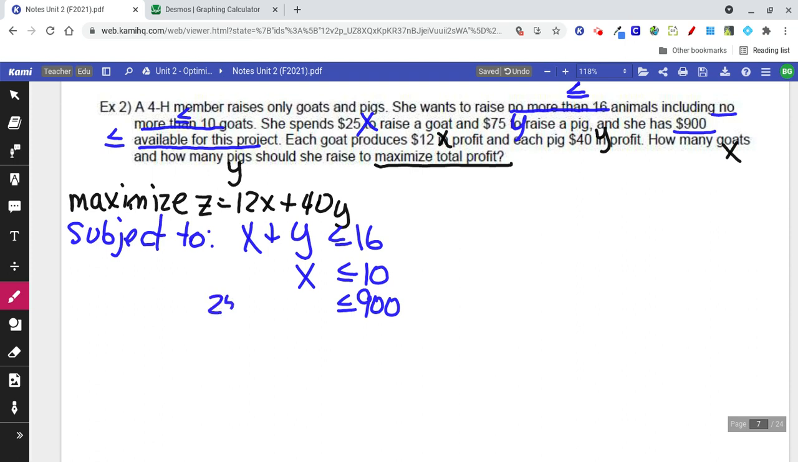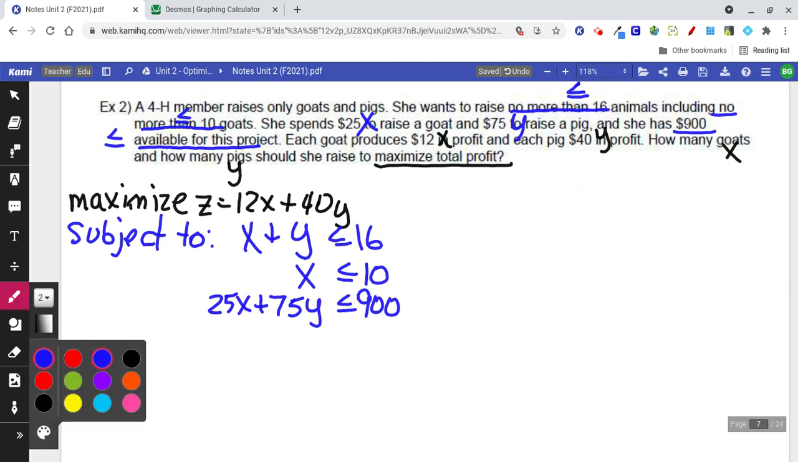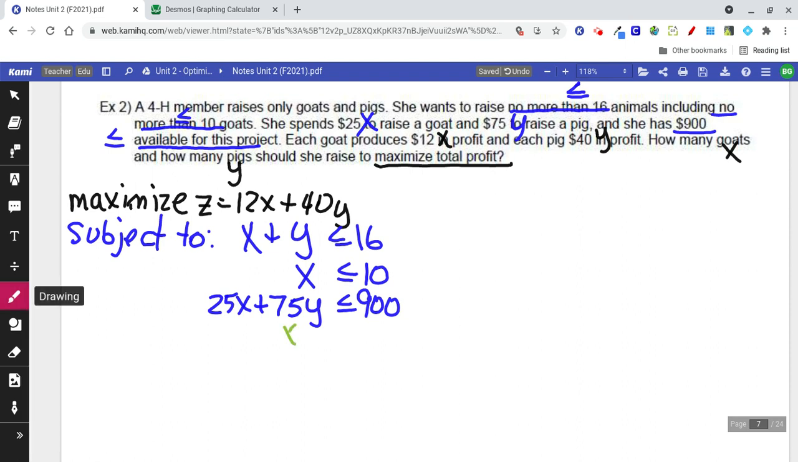So we would say 25x plus 75y is less than or equal to 900. Now again, we need this extra little statement at the end just to force us to not have negative pigs and goats. All right, that's our setup. Now we graph.